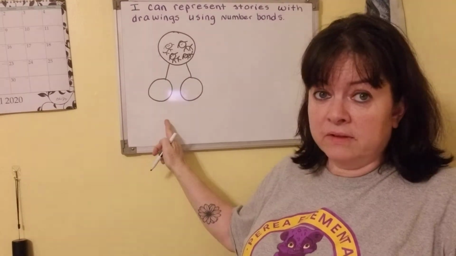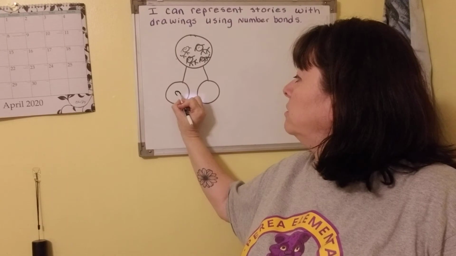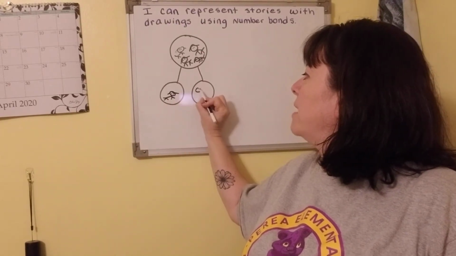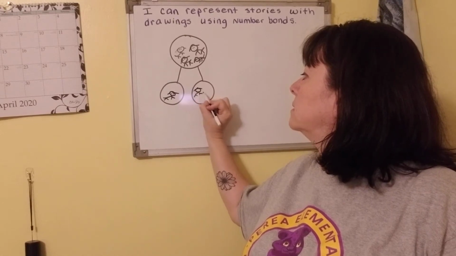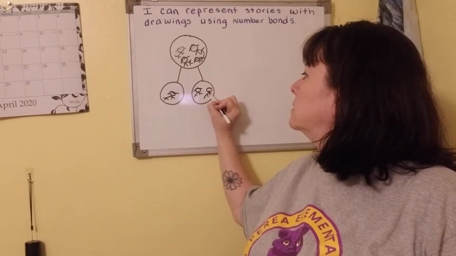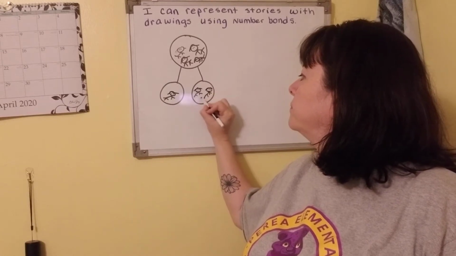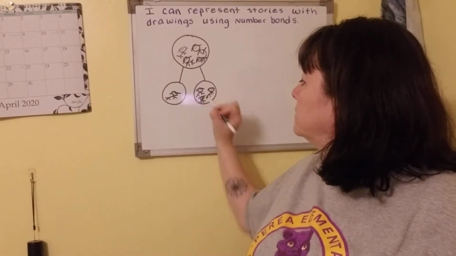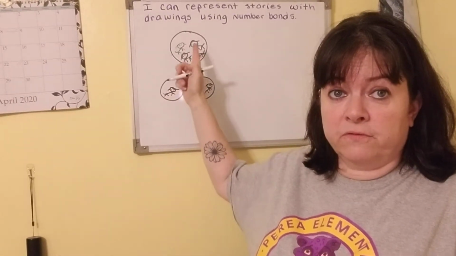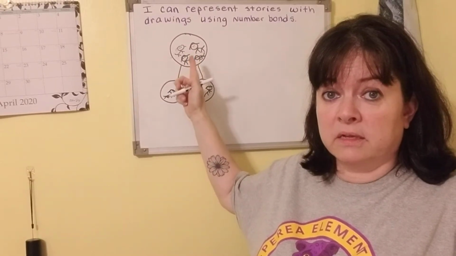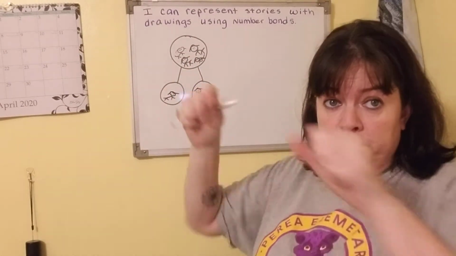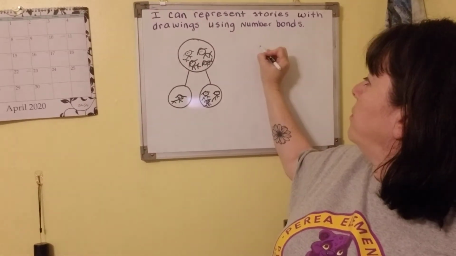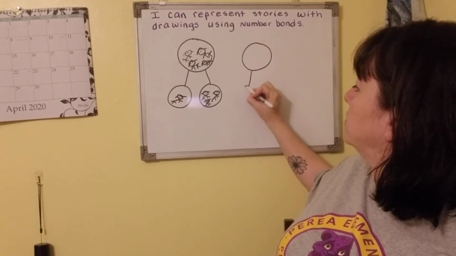So to do that on this, I'm going to draw my little girl here. That's Pepper. And then I'm going to draw my 3 boys over here. And that's Elliot, Loki, and Petey. Okay? So I have 4 dogs all together, right? And then I have my break apart is 1 and 3.